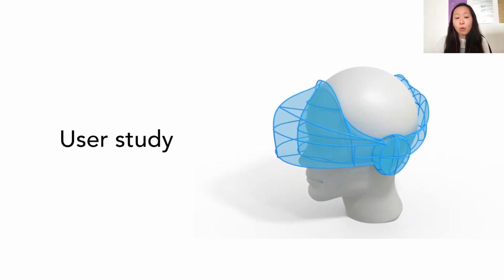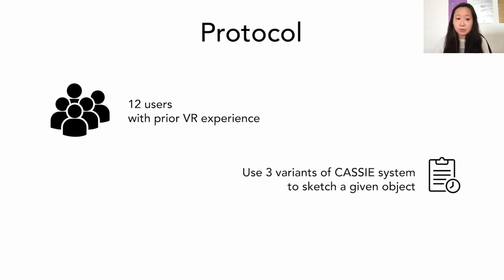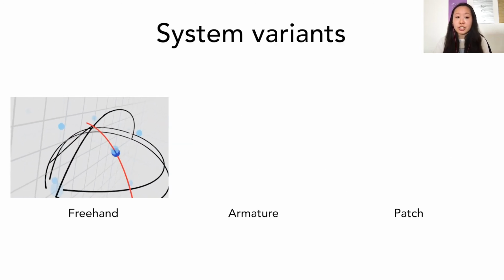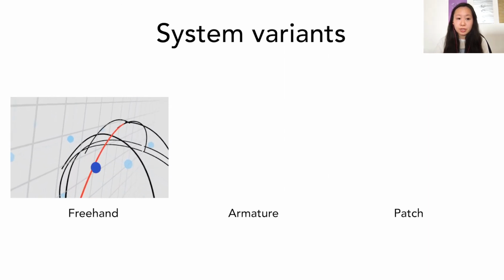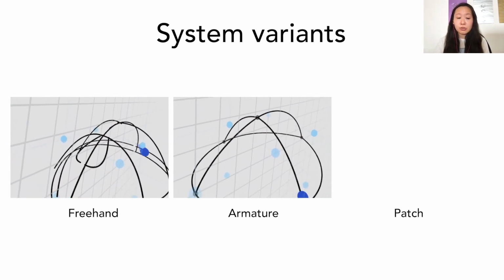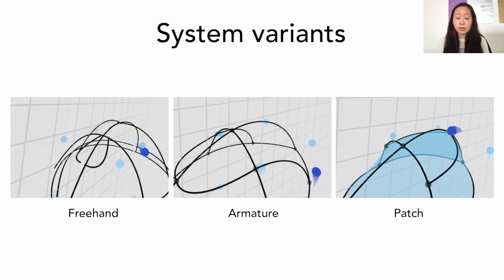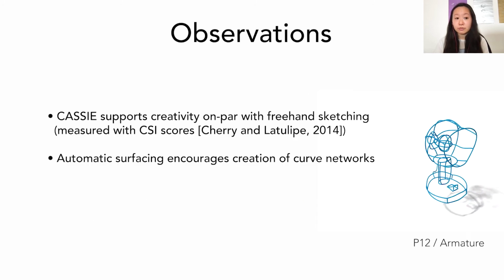We conducted a remote user study with 12 participants, half of which were amateur or professional artists familiar with VR sketching or sculpting, and the rest were novices, but all were familiar with using VR interfaces. We made them use three variants of our system. In freehand mode, users could sketch without any additional features. In armature mode, users would see their strokes knitted. And in patch mode, users would see stroke structuring and patch creation.